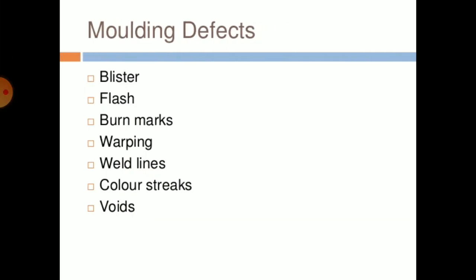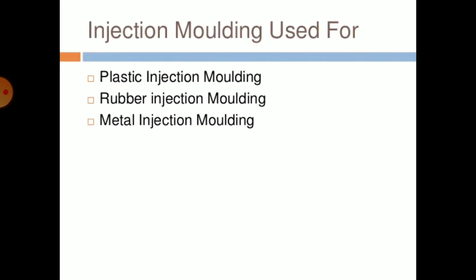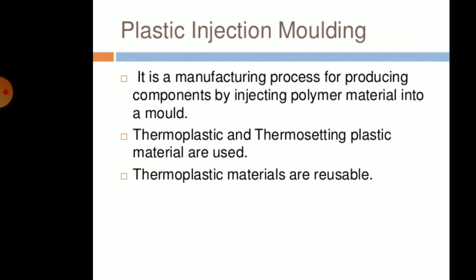Molding defects are blister, flash, burn marks, warping, weld lines, color streaks, and voids. Manpower is required to set up the process, to monitor the process and troubleshoot, and to operate the machine. Injection molding is mainly used for plastic injection molding, rubber injection molding, and metal injection molding.